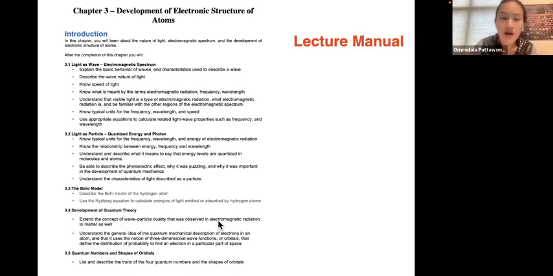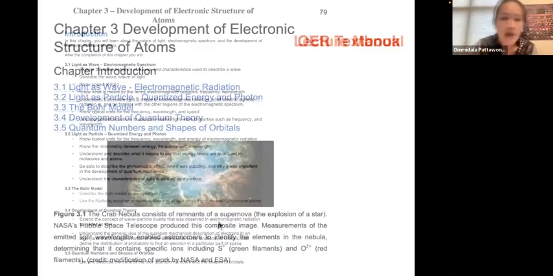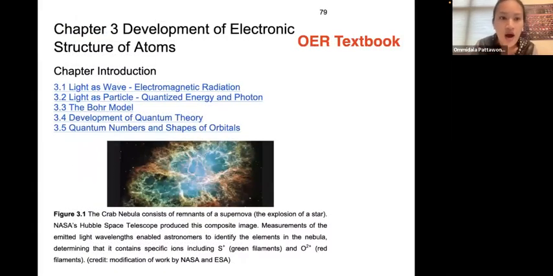We're going to start with learning about the properties of light as a wave and also as a particle. Then we're going to take a look at the basic model that describes the electronic structure of the atom, which is called the Bohr model, and then we'll get into the more recent model that is used currently, which is quantum theory. We'll look at how quantum theory describes electrons within an atom. Please read the OER textbook, chapter 3, for more detail of this chapter.